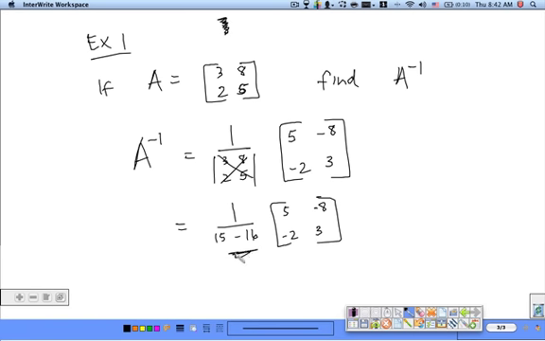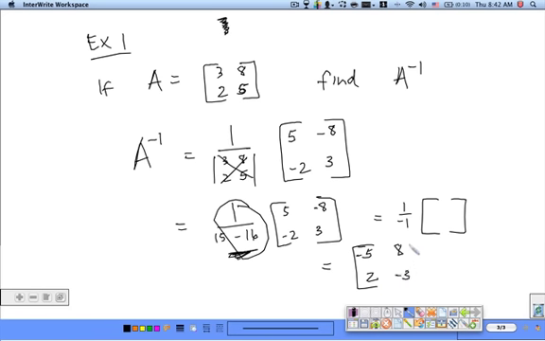Once again, let's multiply this scalar right here times this matrix. Well, that scalar is 1 divided by negative 1, which is just negative 1 times that matrix right there. So in the end, it's basically negative 1 times the matrix, which equals negative 1 times 5, negative 8, negative 2, 3, which gives negative 5, positive 8, positive 2, negative 3, just multiplied by negative 1. This right here is the inverse of A.